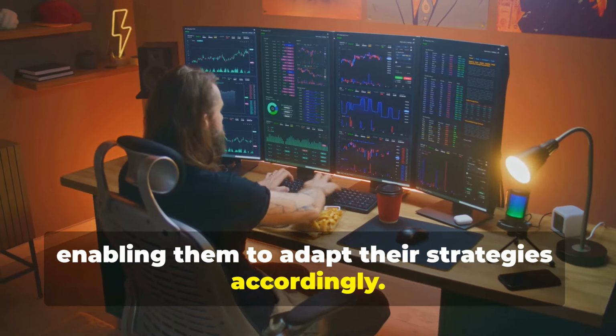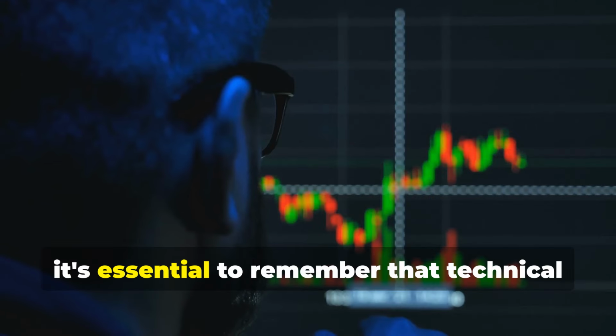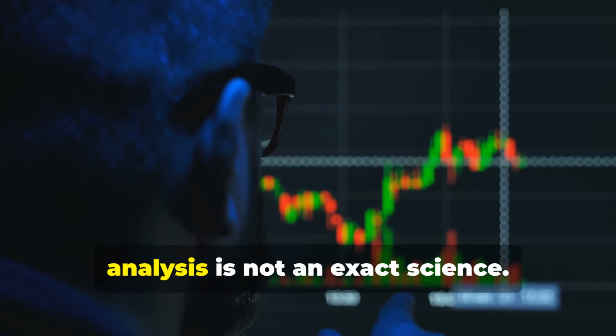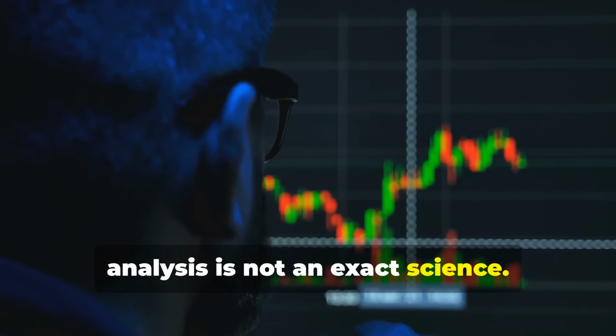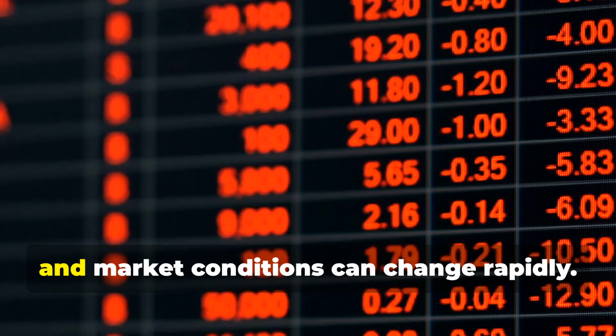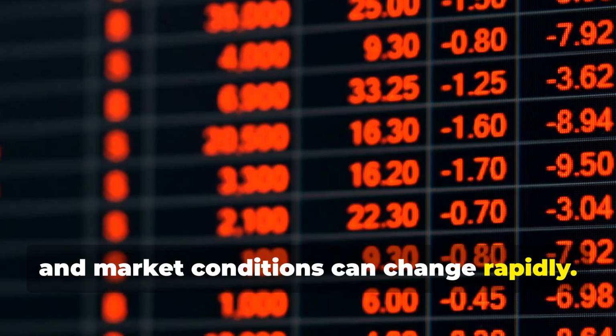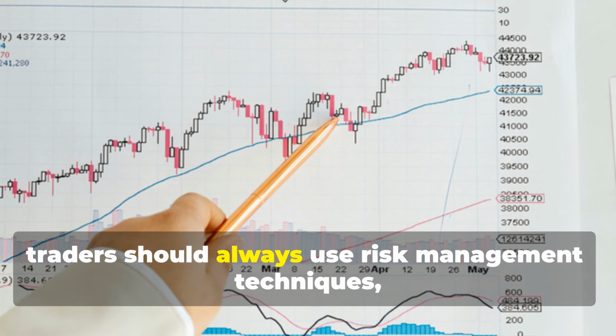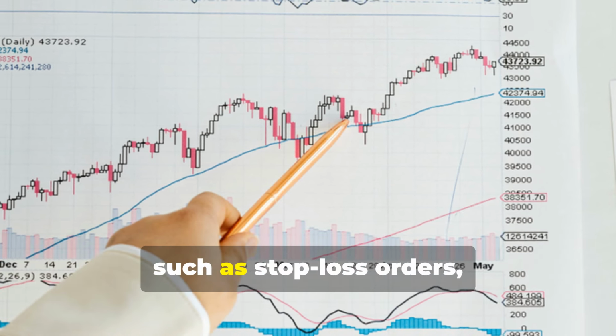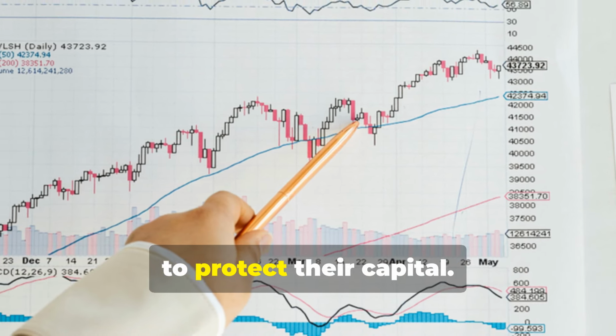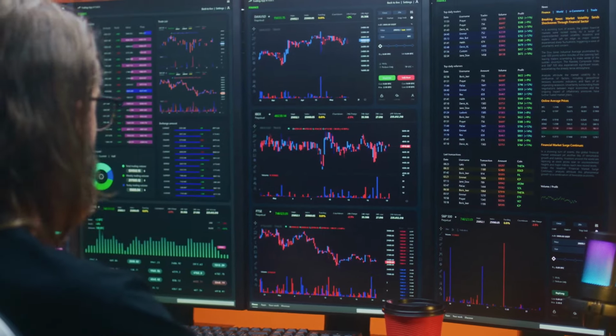However, it's essential to remember that technical analysis is not an exact science. False signals can occur and market conditions can change rapidly. Therefore, traders should always use risk management techniques such as stop-loss orders to protect their capital.